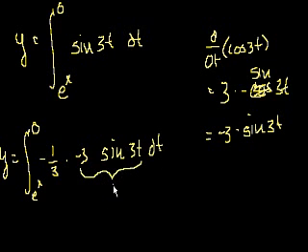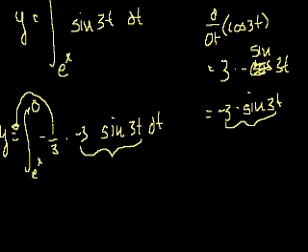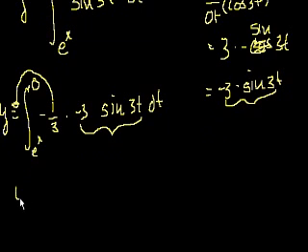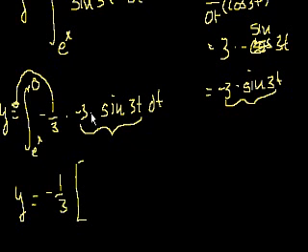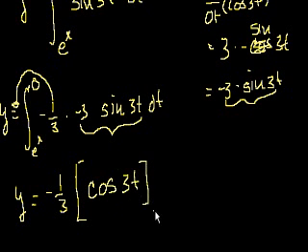This right here is the derivative of cosine 3t. We just showed that. Any constant you can actually take out of the integral. So y is equal to, I'll take it out, -1/3. And then this is a definite integral. The antiderivative of this right here, we just showed, is cosine of 3t. And we have to evaluate this from e to the x to 0.